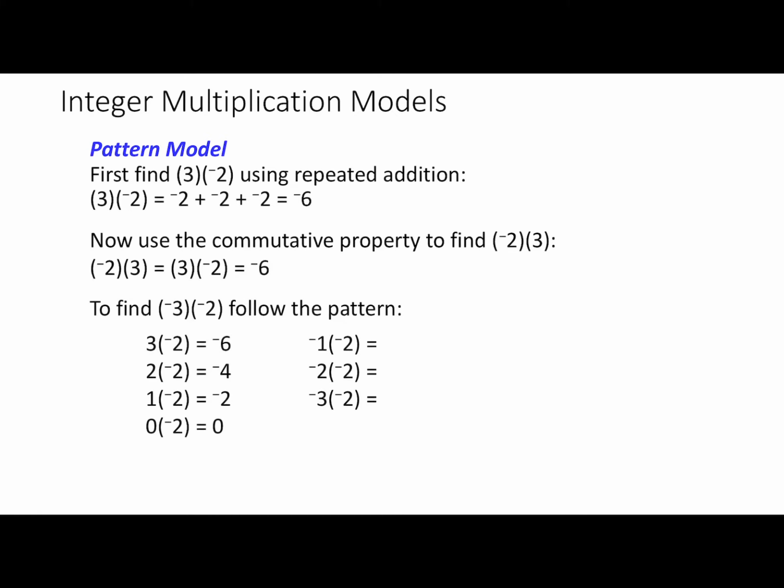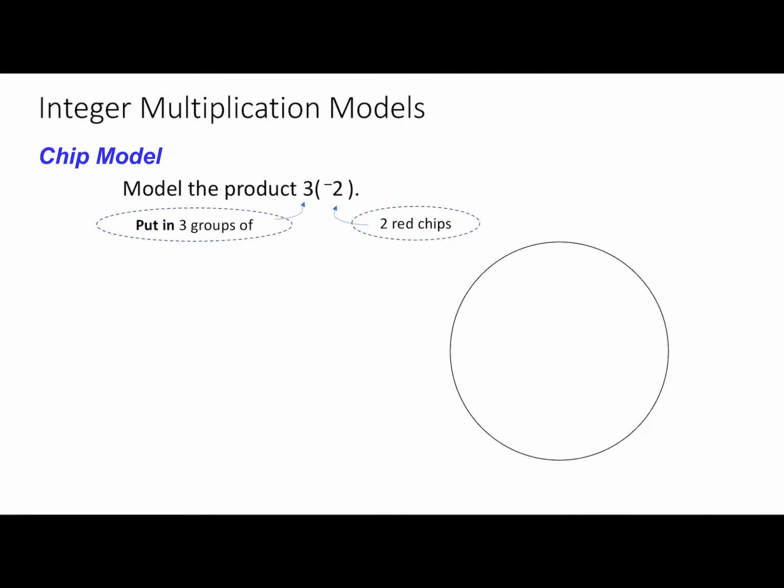Now to find negative 3 times negative 2, I'm going to use a pattern. So I've got 3 times negative 2 is negative 6. 2 times negative 2, again, I could use repeated addition to find that's negative 4. 1 times negative 2 is negative 2. 0 times negative 2 is 0. And now I see a pattern, right? My numbers are increasing by 2 at every step. So negative 1 times negative 2 must be 2. Negative 2 times negative 2 is 4. And negative 3 times negative 2 is 6.